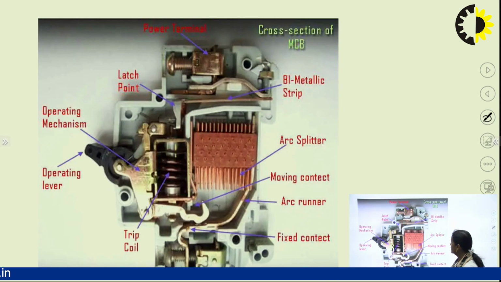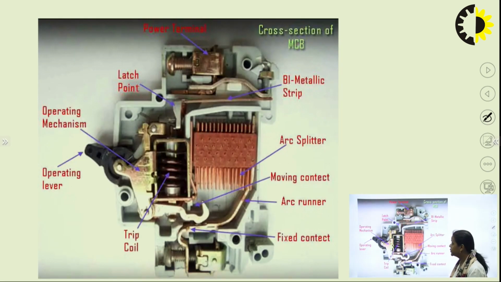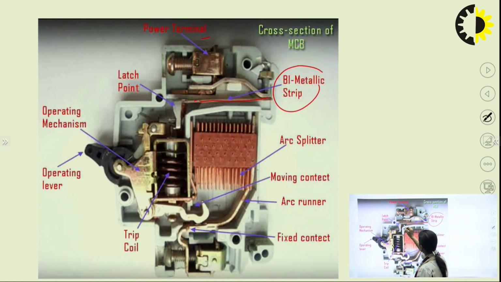Then here is a clearer picture, you can see this is the cross section of the MCB, where this is the power terminal, and this is the bimetallic strip, and this is the latch point. When this bimetallic strip gets heated, it will bend, and here this is a trip coil, right? And the operating lever which is outside of this case. Then the arc splitter, moving contacts here, arc runner, and here we have a fixed contact.